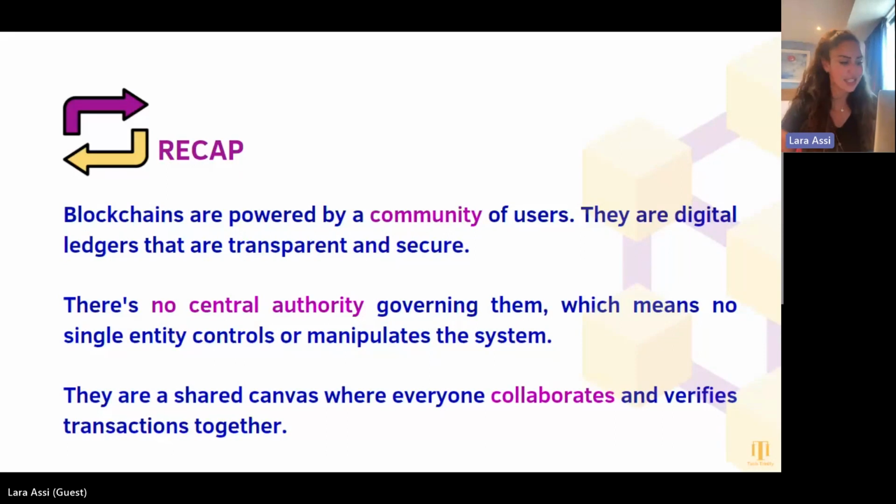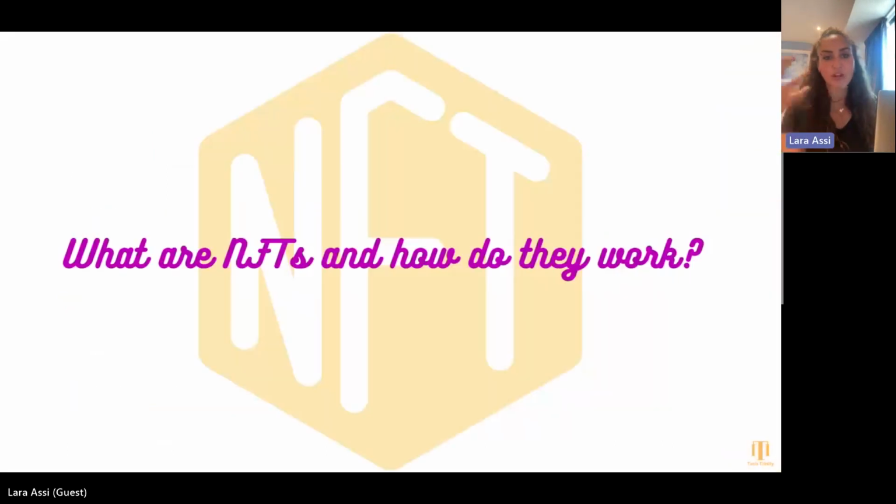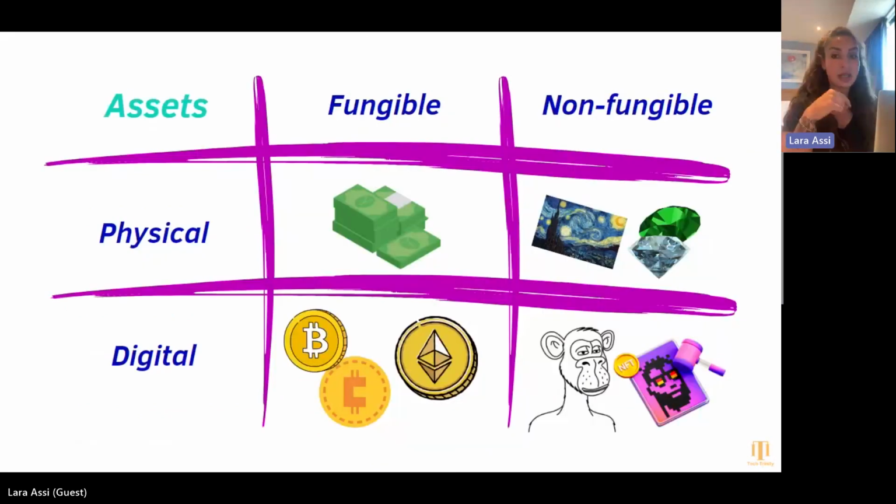Now, the golden question: what are NFTs and how do they work? In order for us to understand NFTs, we need to understand the terms fungible and non-fungible. So I made this small table here to explain the types of assets and what fungibility is. So what is fungible? Fungible is something that can be exchanged or substituted without losing its value.